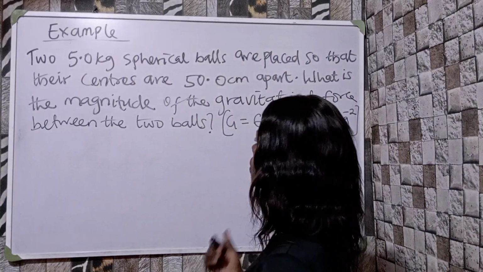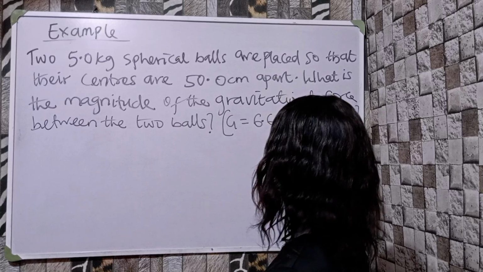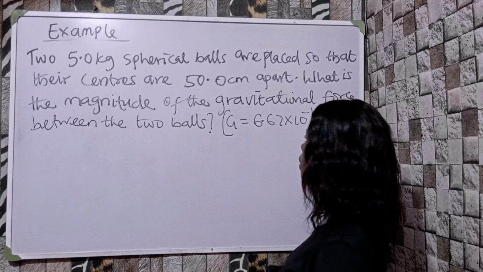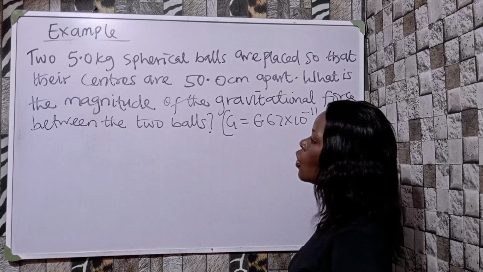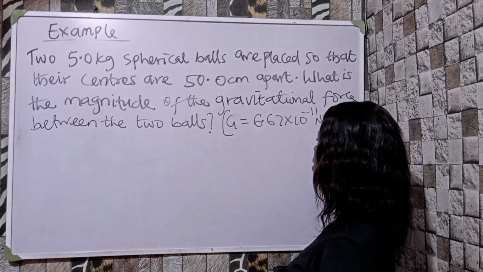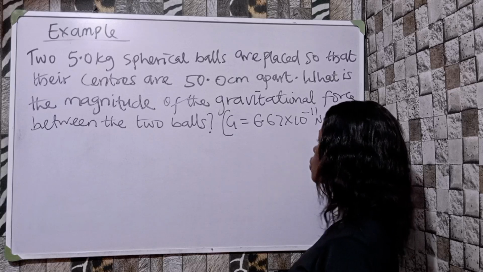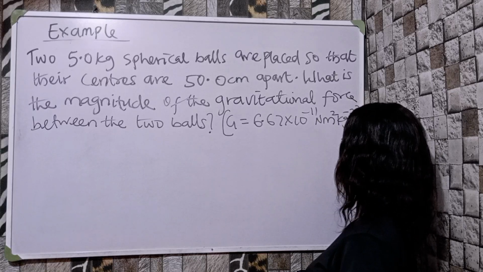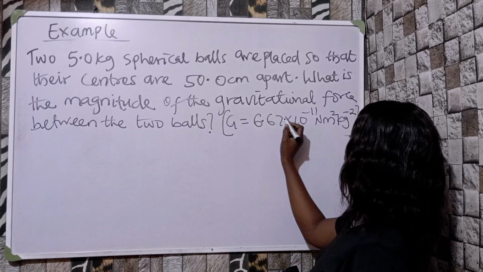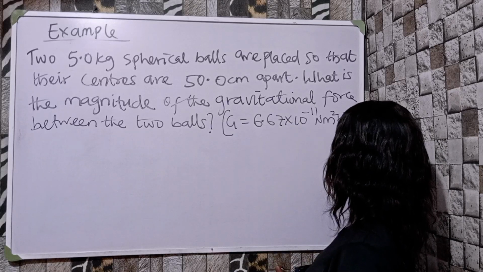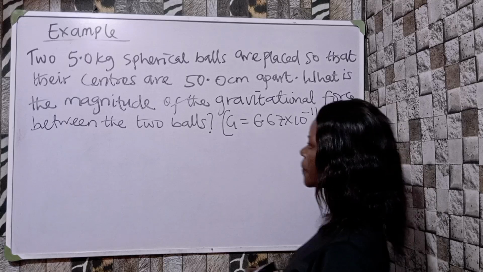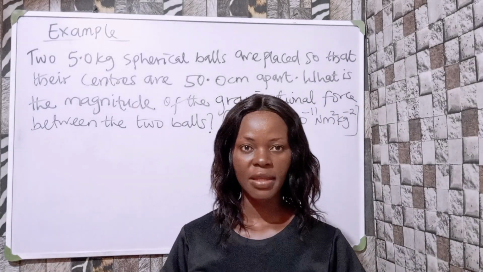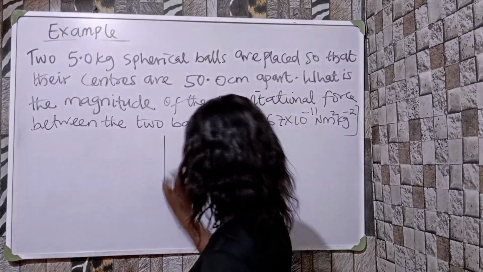Two 5.0 kg spherical balls are placed so that their centers are 50.0 centimeters apart. What is the magnitude of the gravitational force between the two balls? Given that G equals 6.67 times 10 raised to the power minus 11 Newton meter square per kilogram square. So looking at this, the first thing is for us to state our parameters. So let's set our parameters.